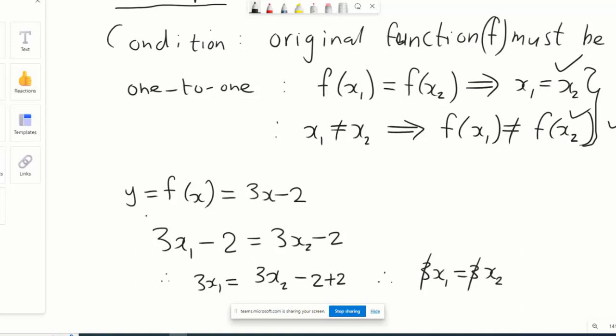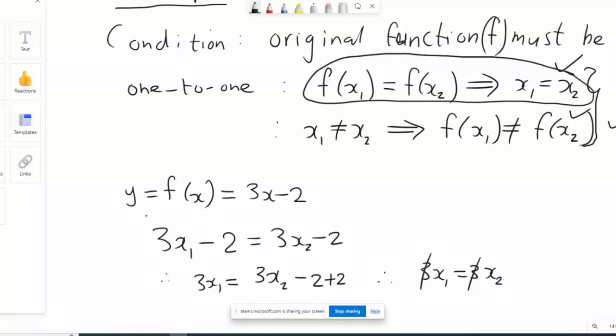This condition here, in fact both of them, because it's the same statement. So I said, let me assume that f of x1 is equal to f of x2. Then I show that if they are equal, then x1 must be equal to x2. Therefore, that's a one-to-one function. Okay, this line here is a one-to-one function.